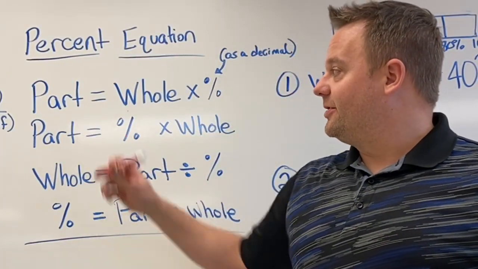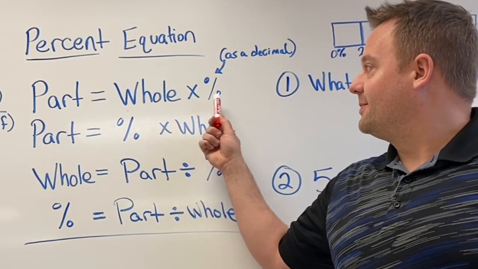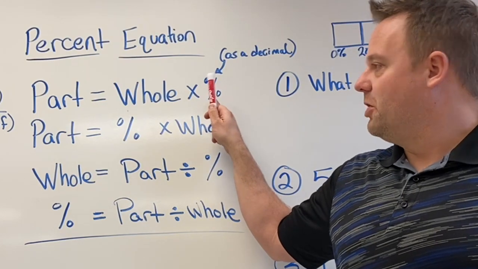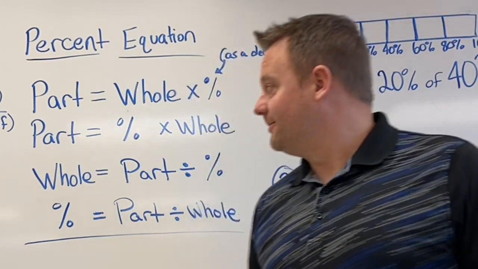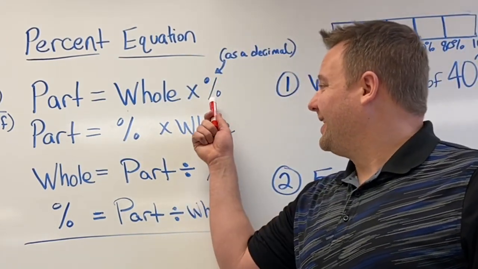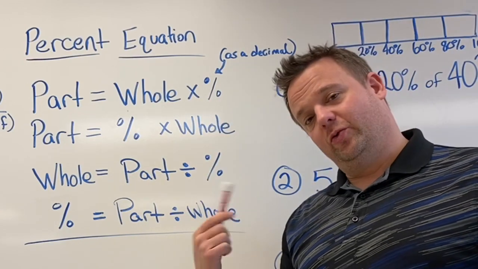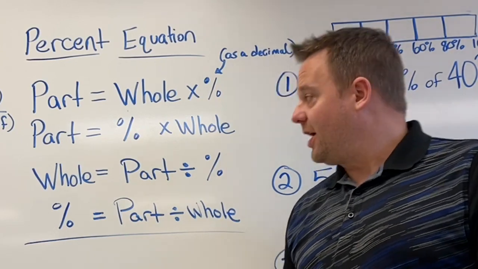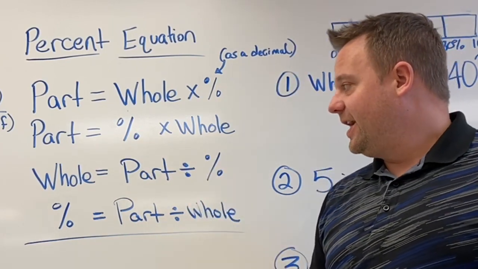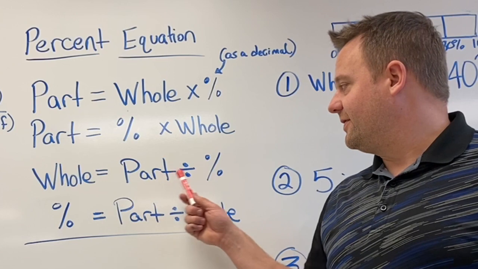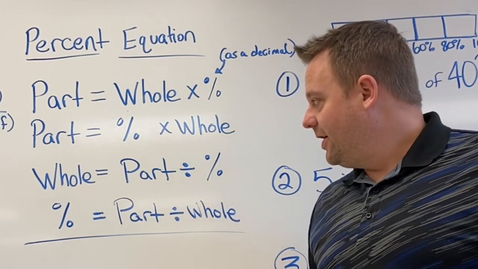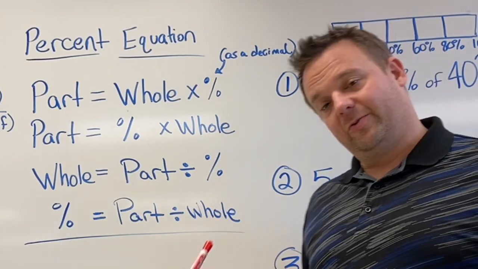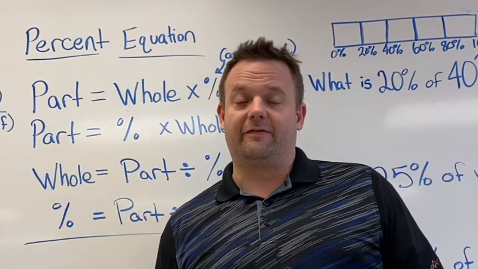So if you're missing the part, you would do the whole times the percent as a decimal. Any of these could be a fraction, a decimal, or you can use the percent, but I tend to convert the percents to a decimal. If you're missing the part, you do the whole times the percent, or by the commutative property, the percent times the whole. If you're missing the whole, you do the part divided by the percent as a decimal. And if you're missing the percent, you do the part divided by the whole, and that will equal a decimal, which can then be converted to a percent.